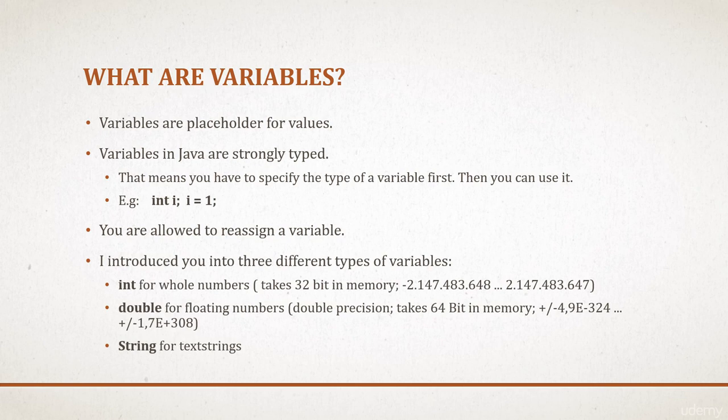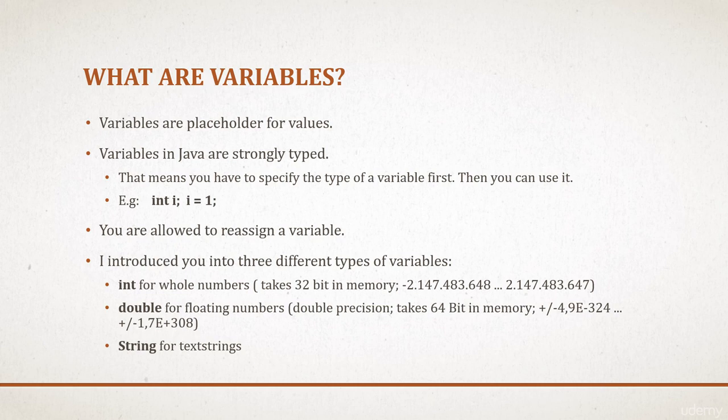The int type of variable holds whole numbers. It takes up 32-bit in memory, and it's from about 2 billion minus to 2 billion plus. And we introduced the double variable type for floating numbers. This double floating numbers type already has double precision. It takes 64-bit in memory, and it's from this minus value to this plus value. It can really take up big numbers.